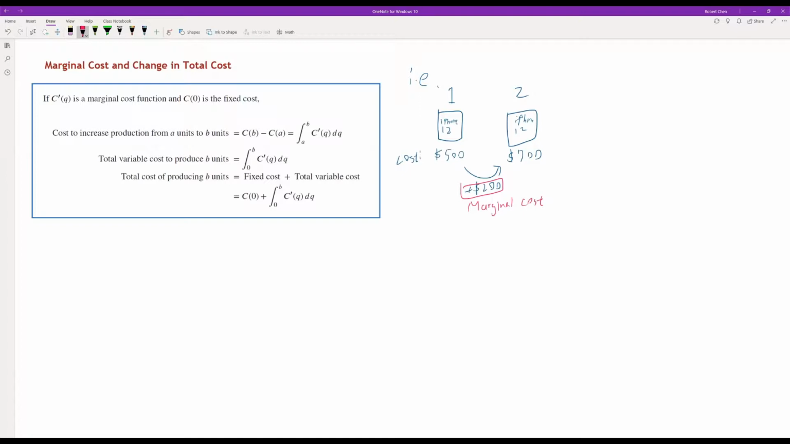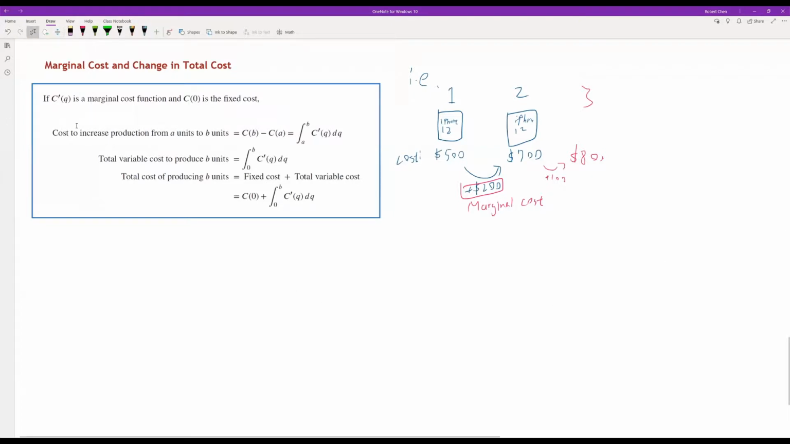Okay. Now, of course, 3 iPhones might be a little different, maybe 3 for $800, right? So the marginal cost will be different. But we're not going to get into too much detail about the theory and the properties of marginal cost, but I just want to bring that up.